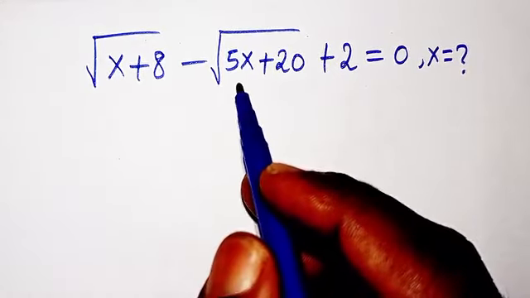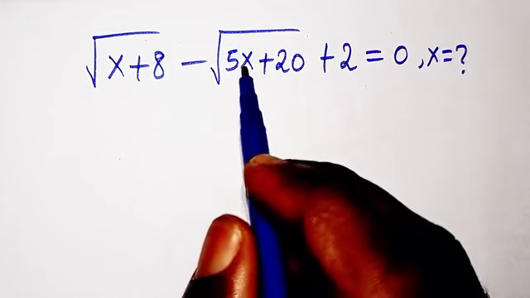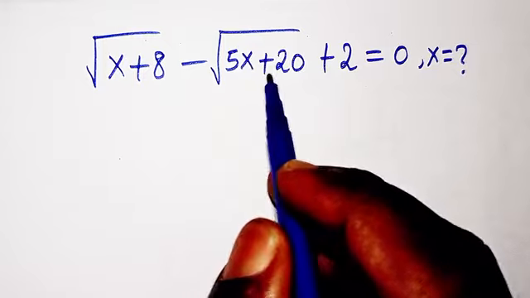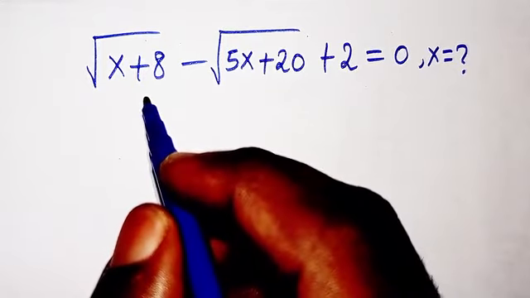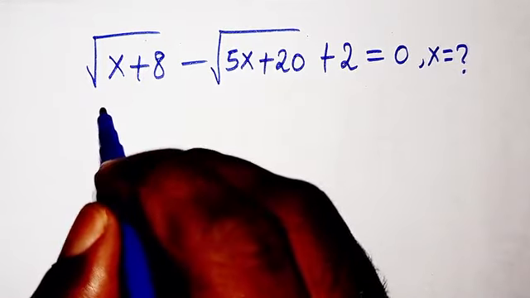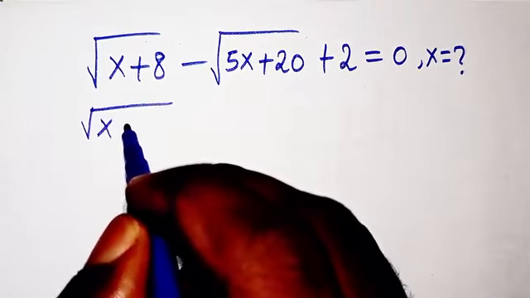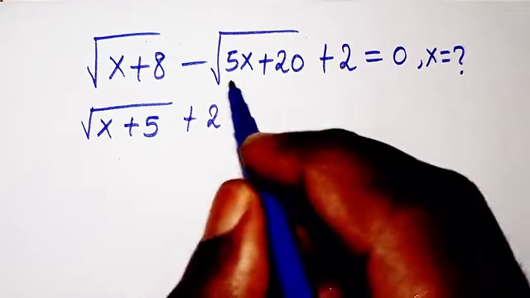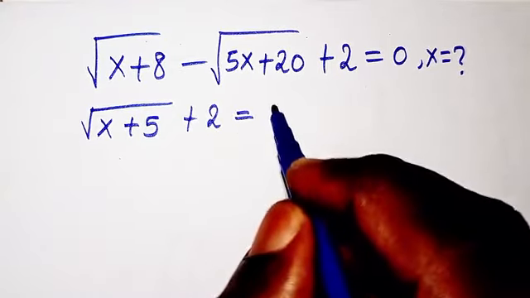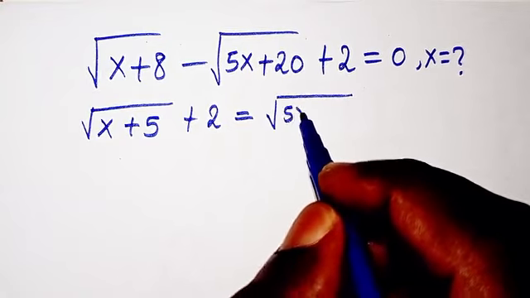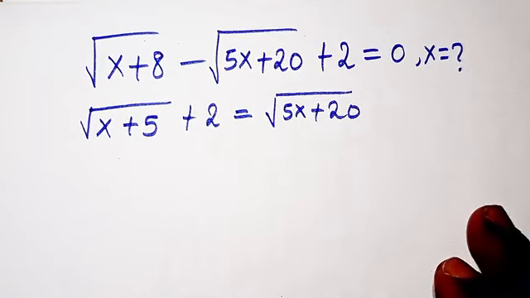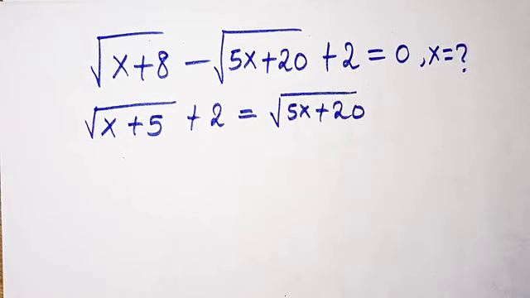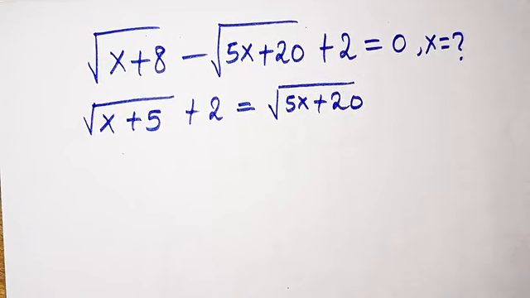So what I'm going to do, I'm going to transpose this minus root 5x plus 20 to the other side. Okay, so I'm going to be having root x plus 8. Then I have the plus 2 here, so I will send this to the other side. That will turn to 5x plus 20. So now from here, the next thing I'm going to do is to square both sides of the equation.